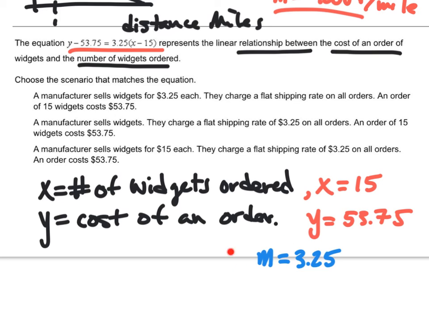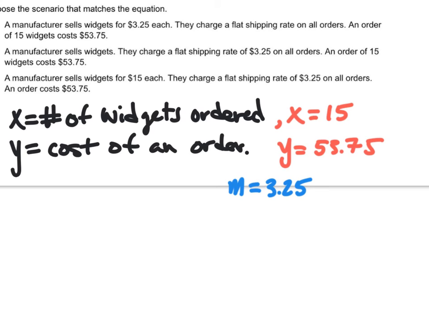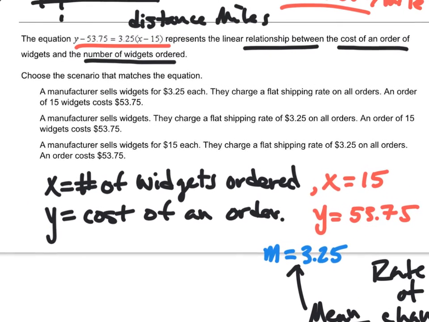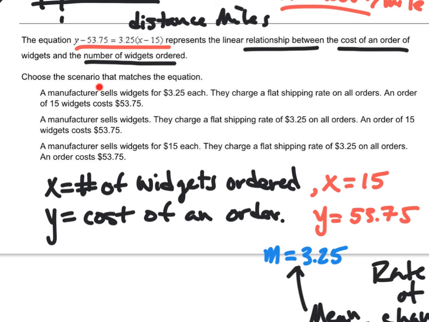But what we have to figure out is this rate, and ask the question, what does this mean? What does the rate represent? Now, this is a rate of change. If I look at the context of the above options here, it tells that a manufacturer sells widgets for $32.25 each. This is a rate. And all the other ones, they say that they have a flat shipping rate of $3.25 on all orders. And then same thing here, flat shipping rate on all orders.